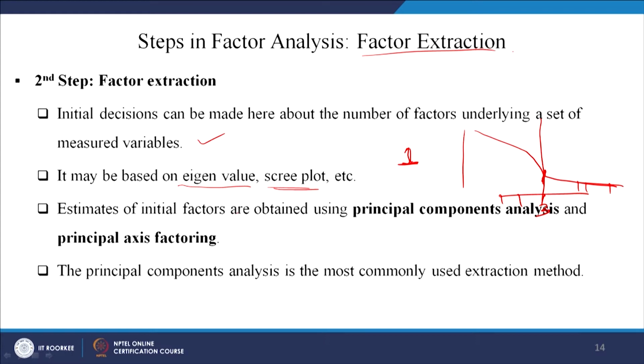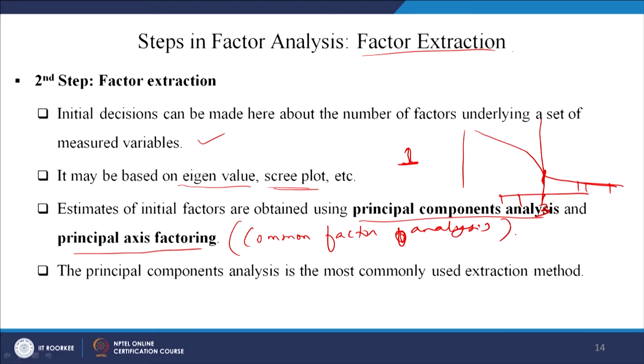Estimates of initial factors are obtained using principal component analysis and principal axis factoring. Now, this is very interesting and very important. What does it mean? You must have heard of the use of principal component analysis very frequently. But this you might not have heard much, but if I use the other word, common factor analysis, you might have heard common factor analysis.